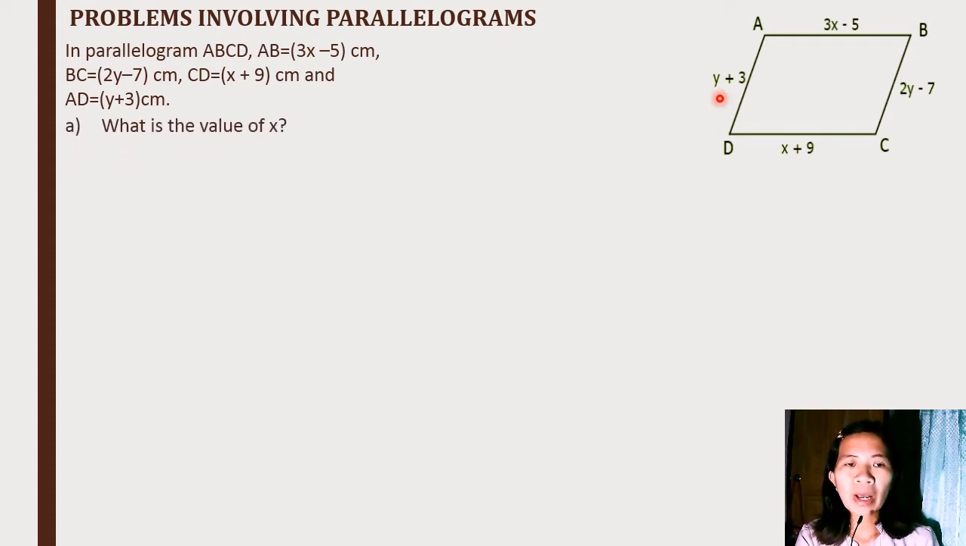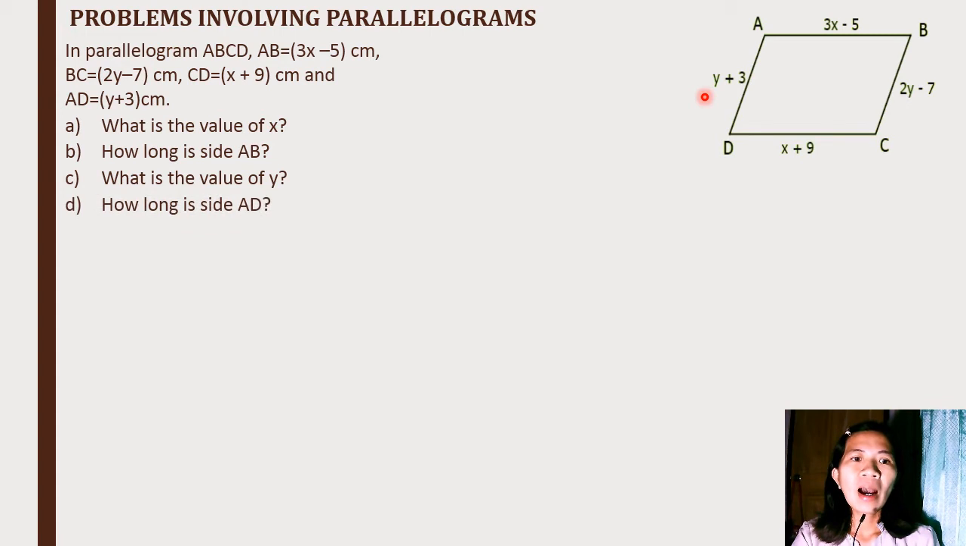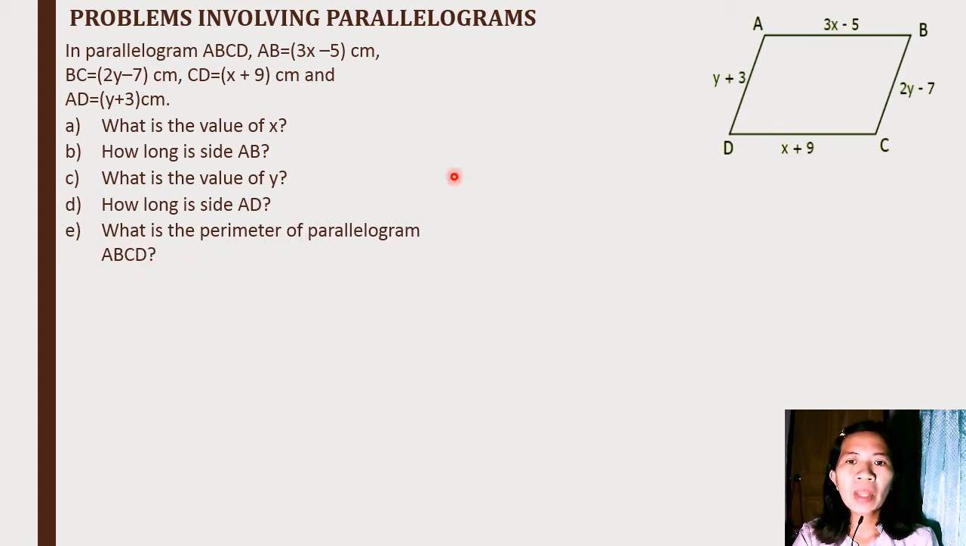So we are going to find the following. What is the value of x? How long is side AB? What is the value of y? How long is side AD? And what is the perimeter of parallelogram ABCD? When we say perimeter, it is the measurement of all sides of this parallelogram.